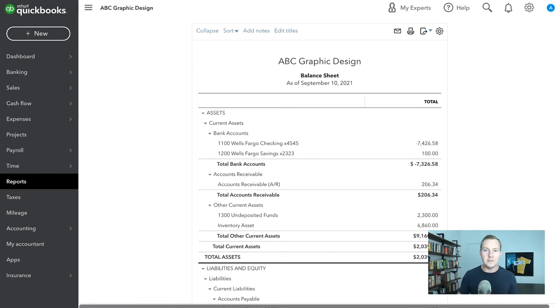And I know a lot of people do not like this account. They say, well, I deposit checks right away, so why don't I just indicate that I got the check and it's going straight into the bank account? And the reason is that this might not always be the case. Another example is for credit card transactions. Maybe you have credit card sales and those funds don't get deposited for a couple of days.